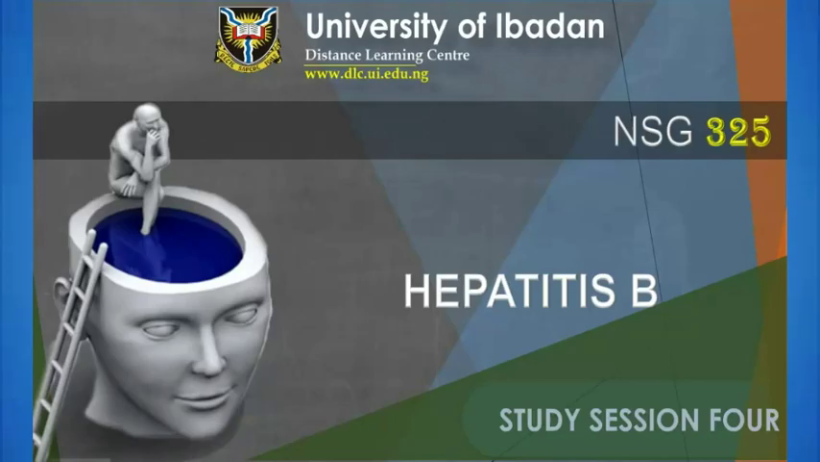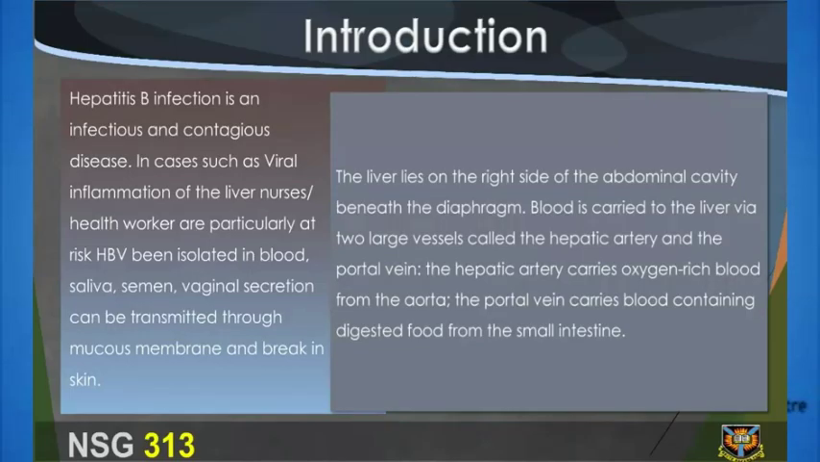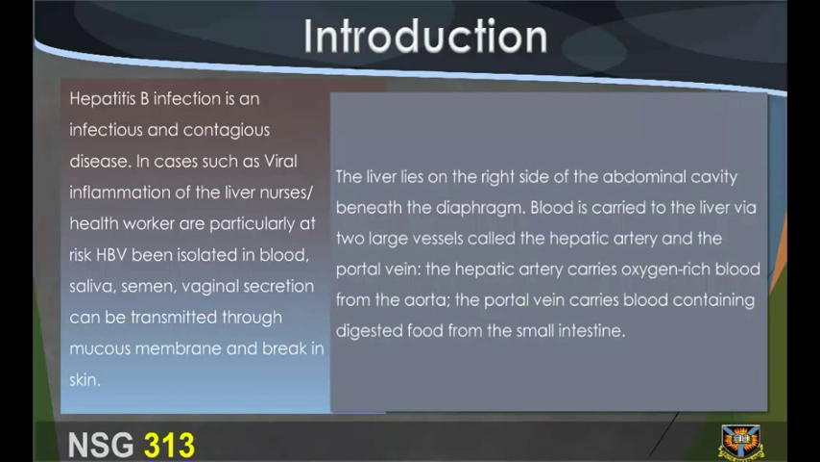Hepatitis B. Introduction. Hepatitis B infection is an infectious and contagious disease. In cases such as viral inflammation of the liver, nurses and health workers are particularly at risk. HBV, being isolated in blood, saliva, semen, and vaginal secretion, can be transmitted through mucous membrane and breaks in the skin.